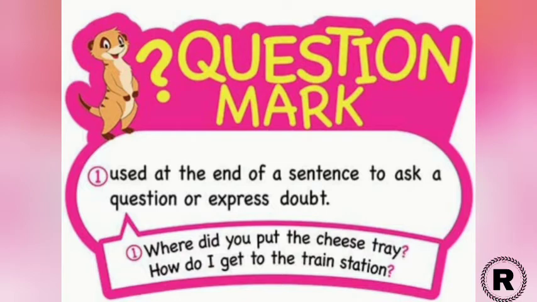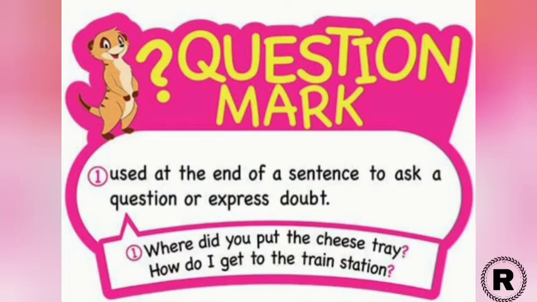Next is the question mark. How do we use the question mark? It's quite obvious that when we have to ask a question, when we need some information, when we have to ask something from someone, then we use the question mark at the end of the sentence. These kinds of sentences begin with question words, but they always end with the question mark. They are used at the end of a sentence to ask a question or express some doubt.